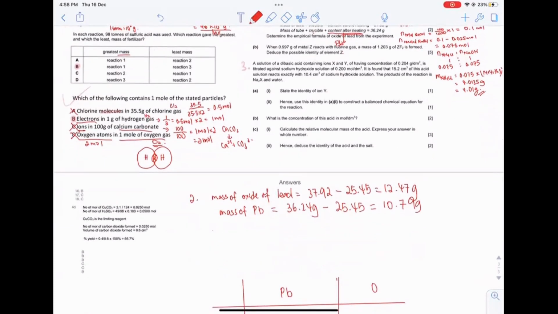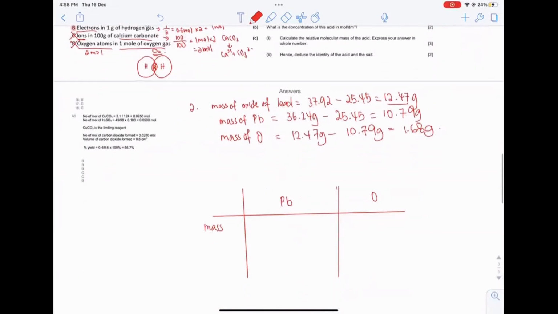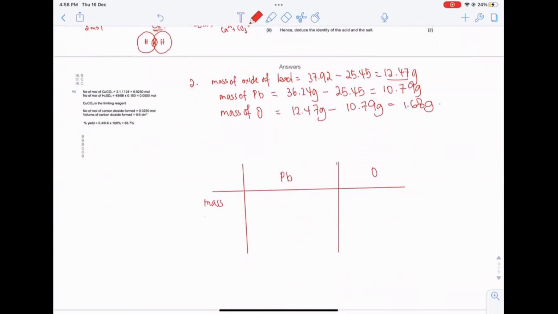And then mass of oxygen. How do we get mass of oxygen? My oxide of lead is 12.47 grams. My lead is 10.79 grams. So the mass of the oxide part will be 1.68 grams. Then these are the numbers that I insert in. Pb lead is 10.79, oxygen is 1.68. So this is the first step.